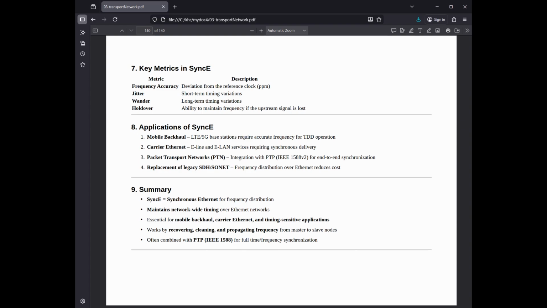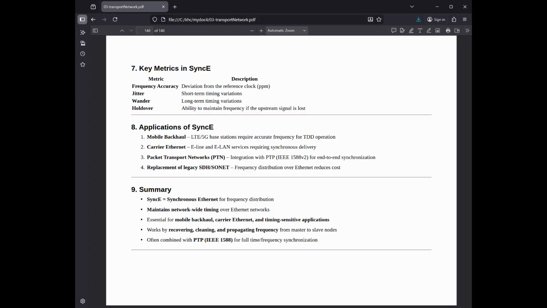Video broadcasting: for live 8K video contribution, any clock slip results in a dropped frame or a digital artifact. SyncE keeps the video encoders and decoders at both ends of a metropolitan network perfectly in step. Financial services: in high-frequency trading, SyncE provides the underlying frequency stability required to ensure that all trade matching engines across a city are timestamping transactions with nanosecond consistency.